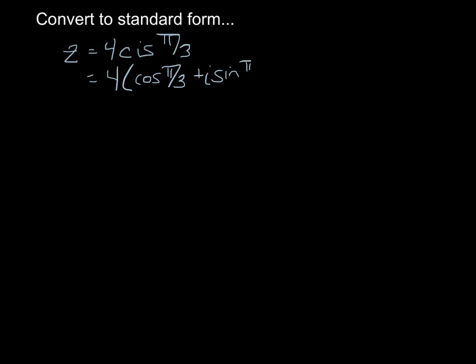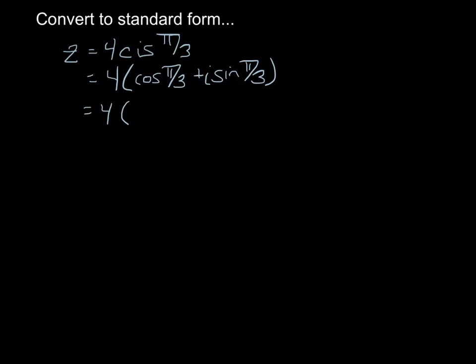Now we can also go in the opposite direction. Let's say that we're given a number in trig form and we've got to convert to a plus bi form. So let's say our number is 4 cis, let's go with pi over 3. Now what I like to do is I like to write this out the long way first. This is 4 cos pi over 3 plus i sine of pi over 3.